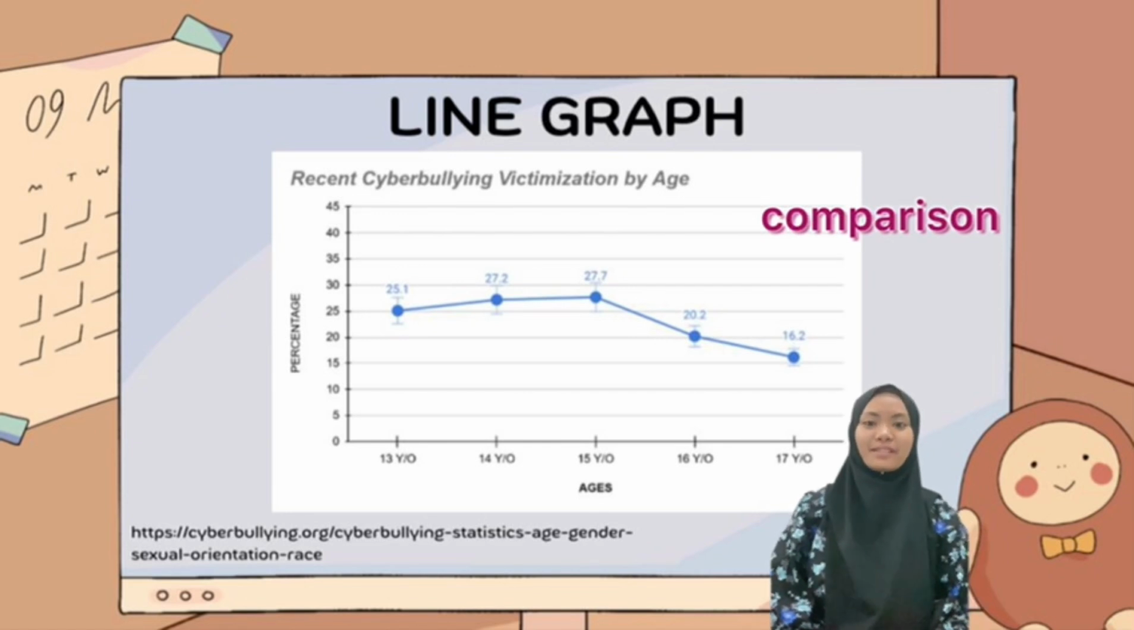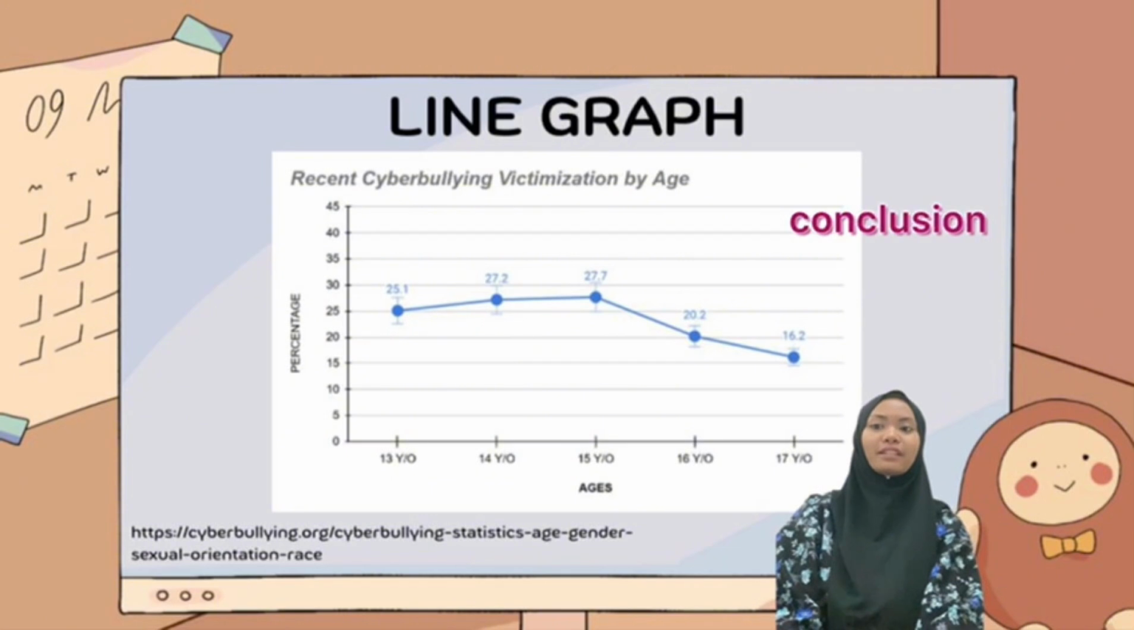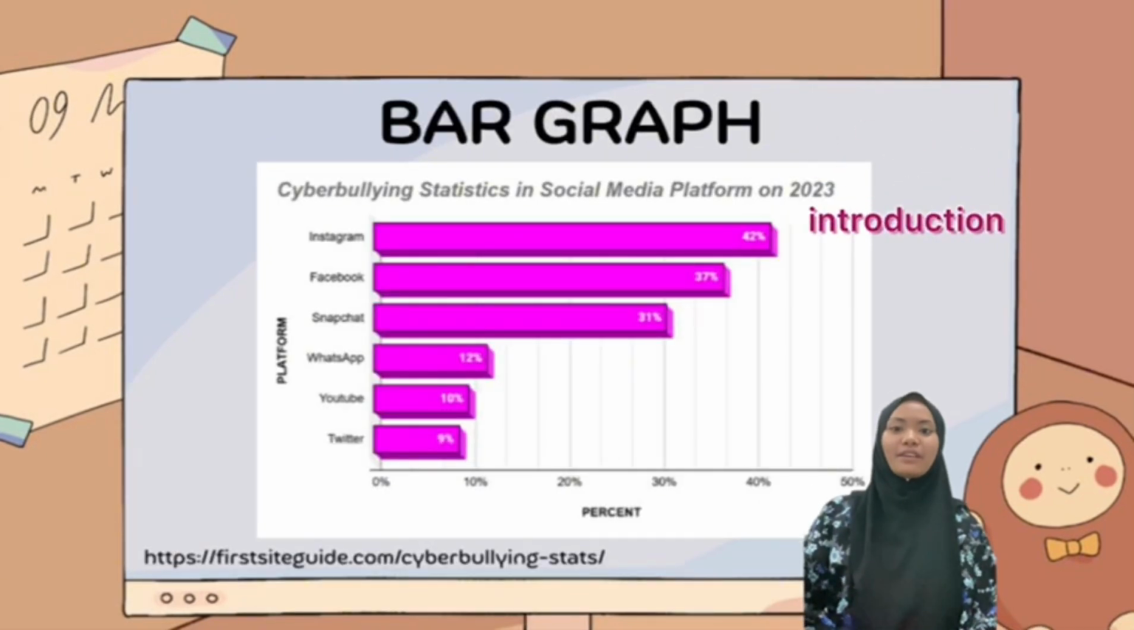For the last comparison of the line graph, the percentage for 16 to 17 years of age declined a little from 20.2% to 16.2%. In conclusion, the peak of cyberbullying victimization is at 15 years of age, while 17 years of age has the least cyberbullying recently. Next, I will continue the presentation with the bar graph.